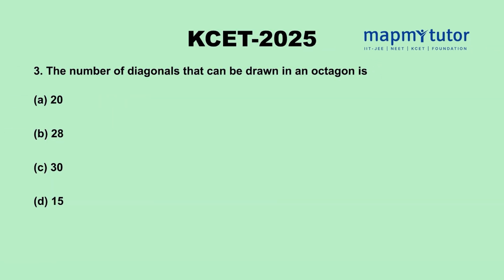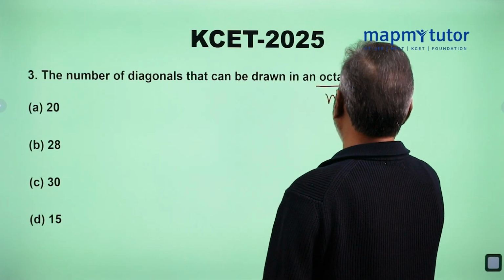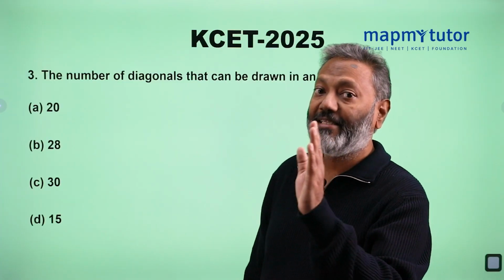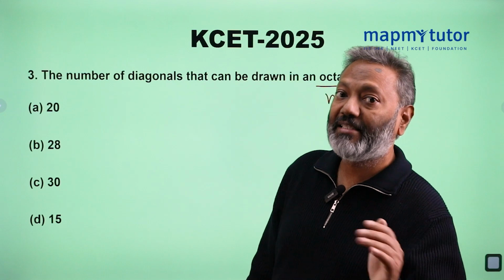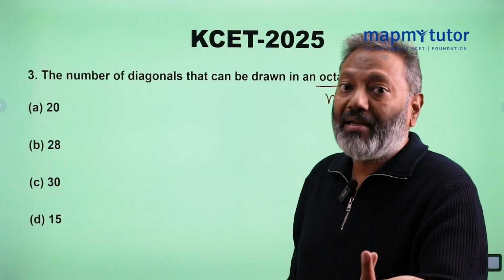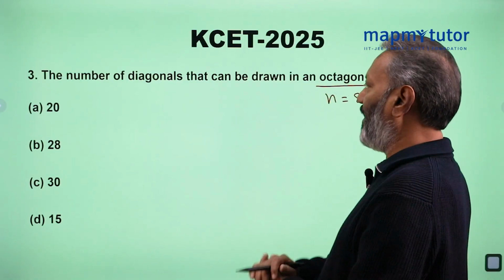The number of diagonals that can be drawn in an octagon. Octagon means the number of sides is 8. Very, very important: octagon, number of sides is 8. Number of sides is 7, number of sides is 6. Different names are there. Like number of sides is 5, what is that? Pentagon. 6, hexagon. Like that. So for octagon it is 8.